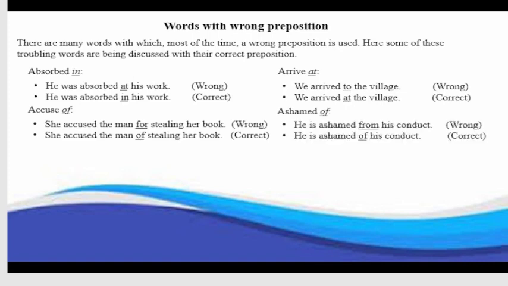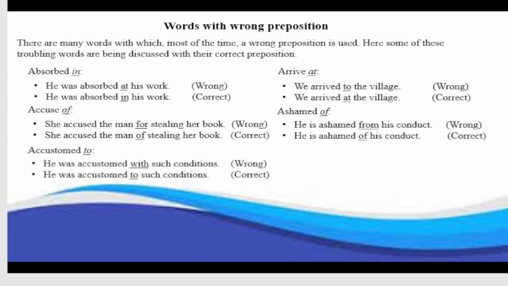Preposition of should be used after the word ashamed. For example, he is ashamed from his conduct is a wrong sentence, while he is ashamed of his conduct is a correct sentence.